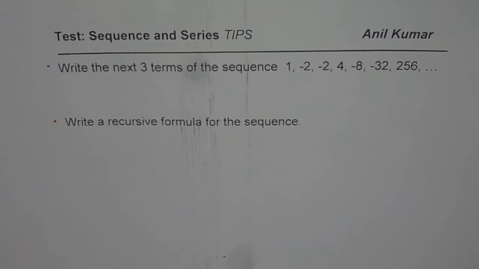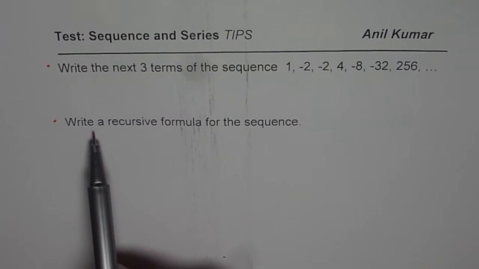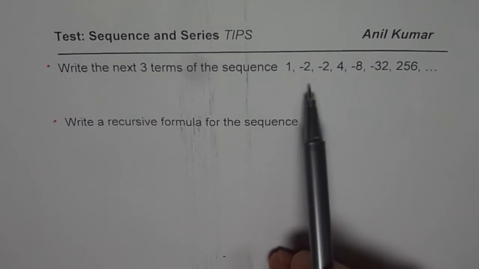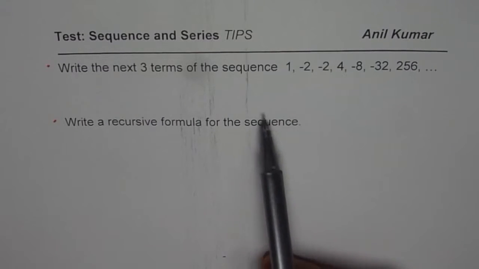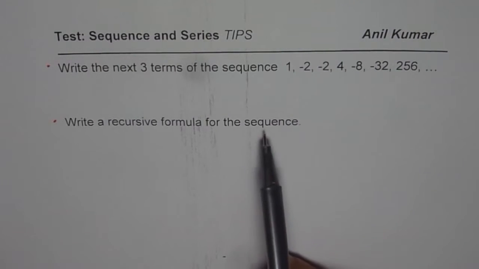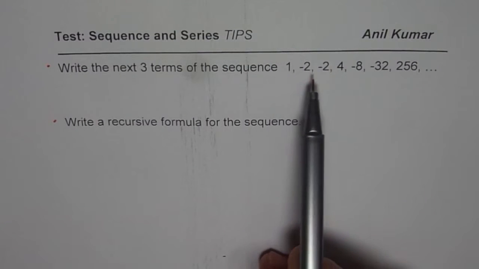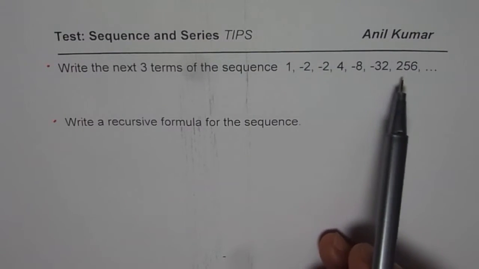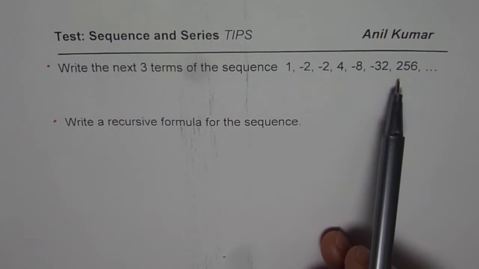I'm Anil Kumar and my suggestion is that sometimes the question itself gives you a hint for solving it. For example, part B here is, write a recursive formula for the sequence. So think in those terms so that you can write the next three terms and also a recursive formula. See how a term is related with the previous term. That should give you the solution to this problem.